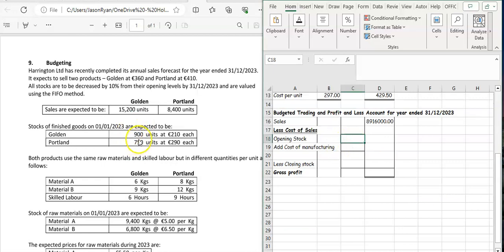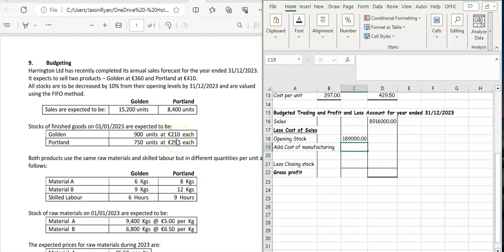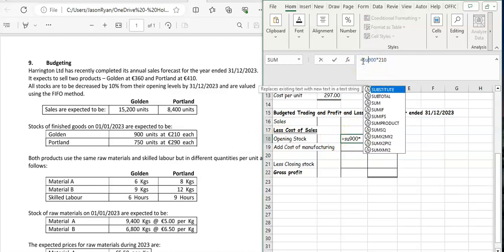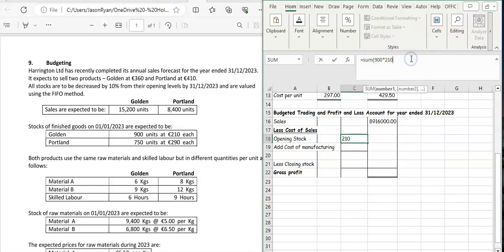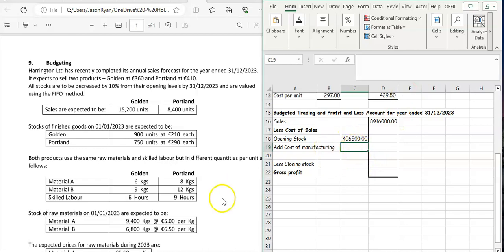From that then we're going to have our opening stock. So the opening stock is going to be 900 units. Multiply that by 210, because that's how much the value of them are for each one. Plus 750, multiply that by 290. So 406,500 is going to be the cost of our opening stock.